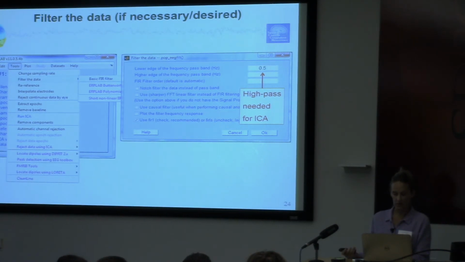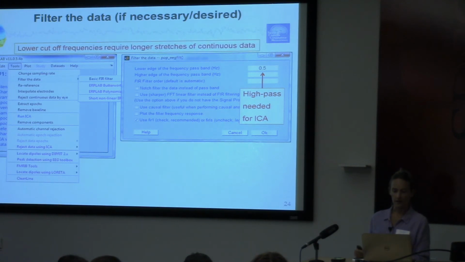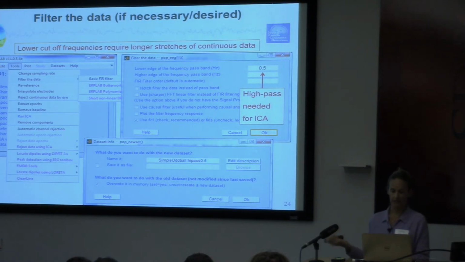You can also put a higher edge if you want, but I'll show you in a second a better way to get rid of line noise if that's what you're trying to do. And the high pass frequency cutoff depends on your data. The lower the frequency, the longer the stretch of data that you're looking over to find those frequencies. So sometimes practically it's hard to go very, very low. Of course, the lower the better, so you don't get rid of actual EEG data. Okay, so again, if we high pass, we're changing the data, so it'll ask you what you want to do with the data.